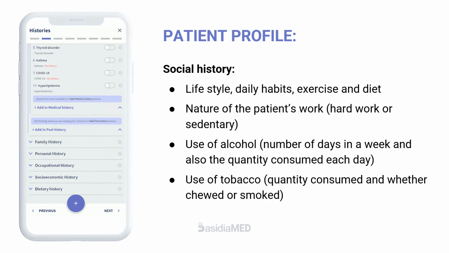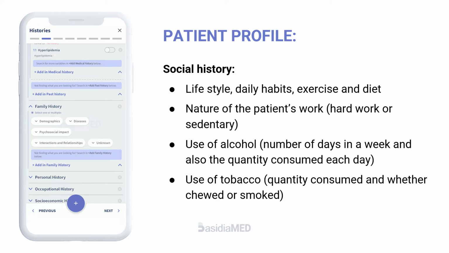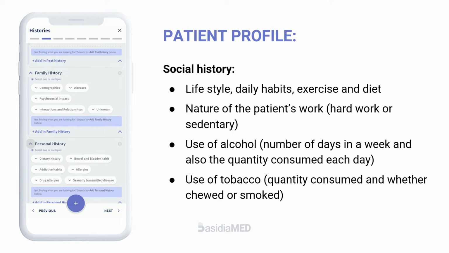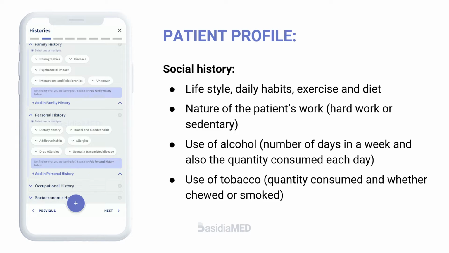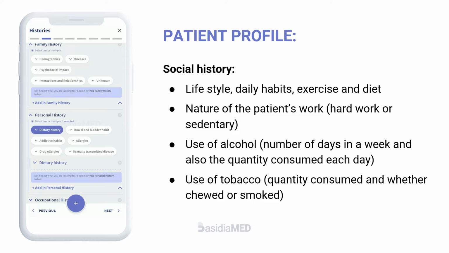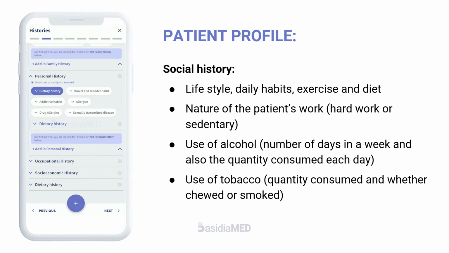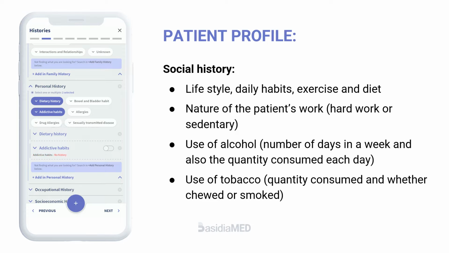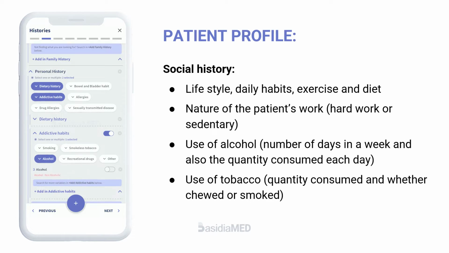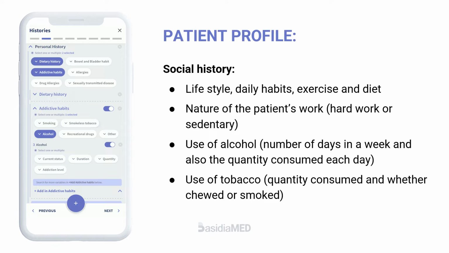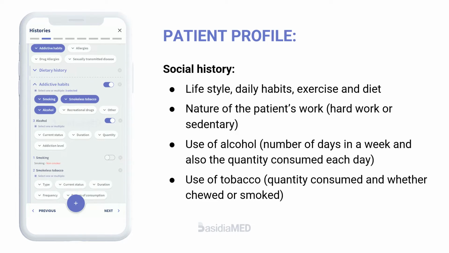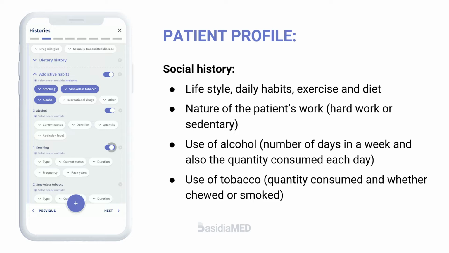Social history. Inquire about the patient's family lifestyle, daily habits, exercise, diet, and nature of the patient's work, whether it is hard work or sedentary. Ask about the use of alcohol and number of days in a week, and also the quantity consumed each day. Also ask about use of tobacco, the quantity consumed, and whether it is chewed or smoked.